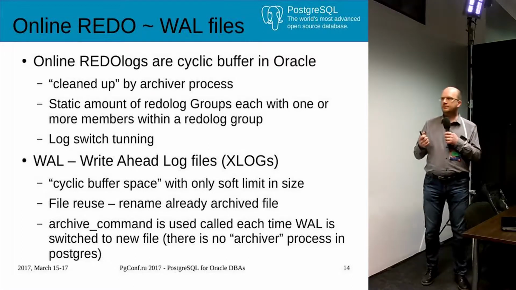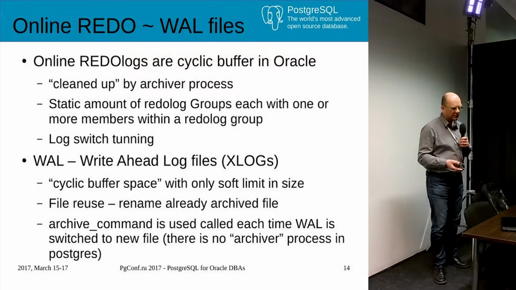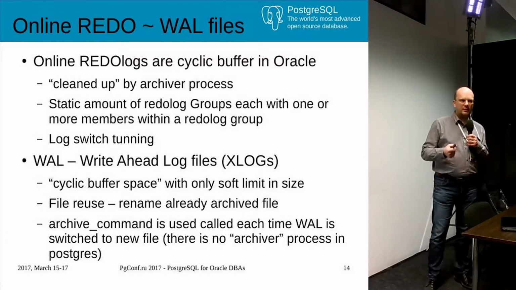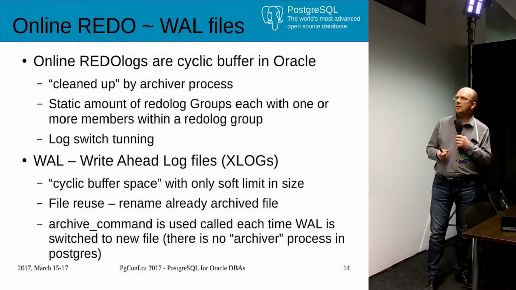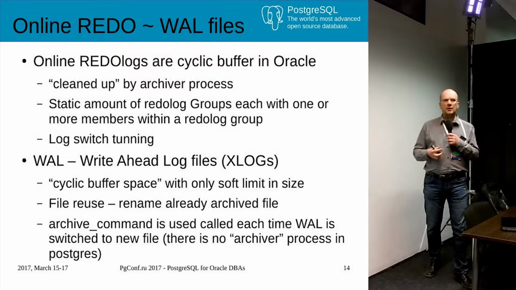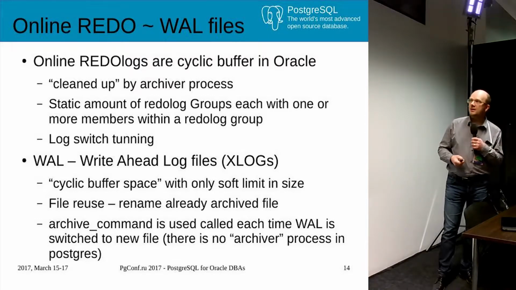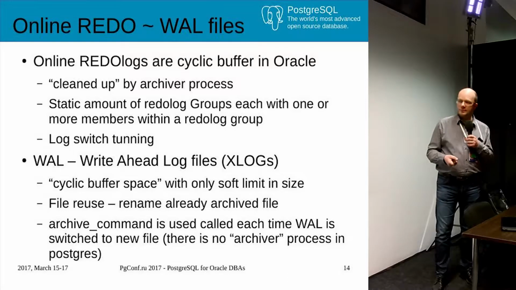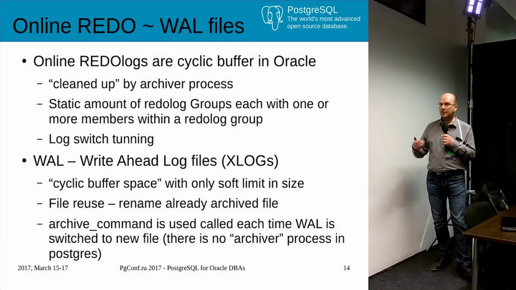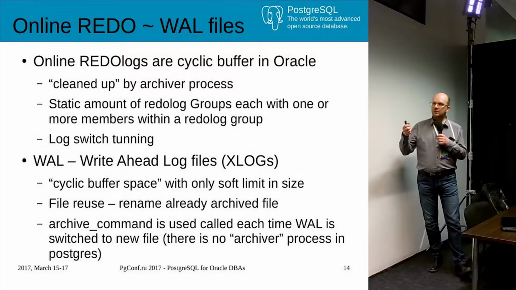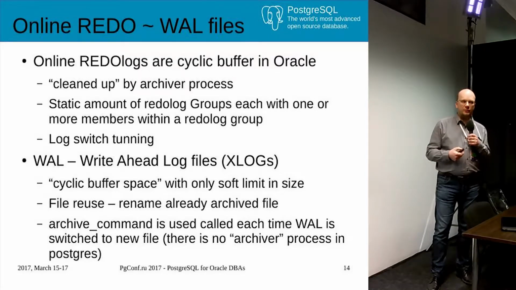Online redo logs are called write-ahead logs or XLOGs. It's the transaction logs in Postgres. Online redo logs in Oracle are managed by the archiver process if we run the database in archive mode. In case the archiver process is not fast enough, your database simply freezes and waits until the archiver finishes its work. There is a statically configured number of redo log groups which you can add on the fly, but it's static from the point of view that it does not change dynamically based on the workload. And you have to do some log switch tuning, I mean the online redo log size and the number of groups.